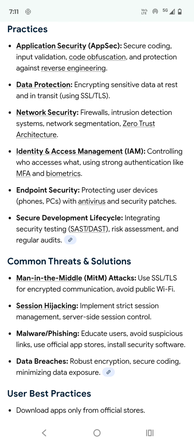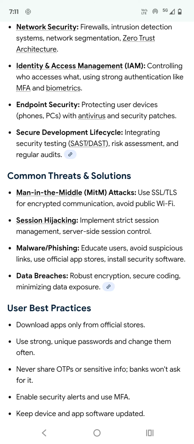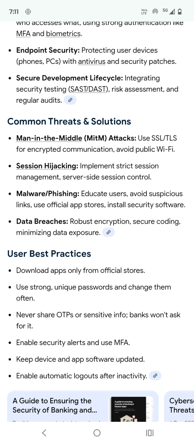So secure development lifecycle: integrating security testing, risk assessment, regular audits. These things have to be done to avoid the problems, to mitigate the risk. Basically, we have to take these concerns into account. And man in the middle attack is one of the important things. Just remember, we have to use SSL, TLS, for encrypting communication, advanced securing protocols, right? Avoid public Wi-Fi, definitely, because it is a banking application.